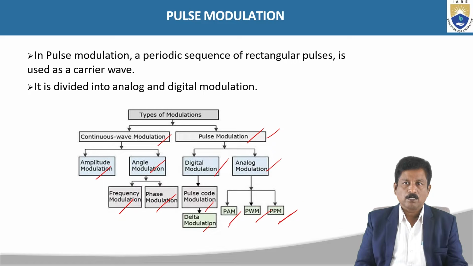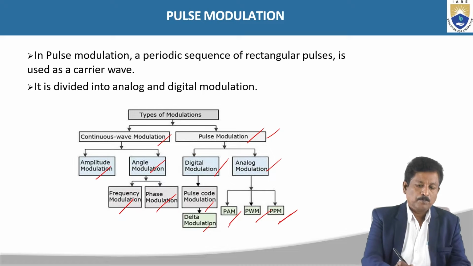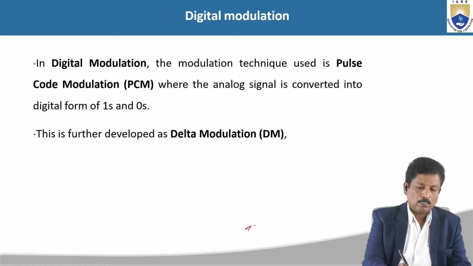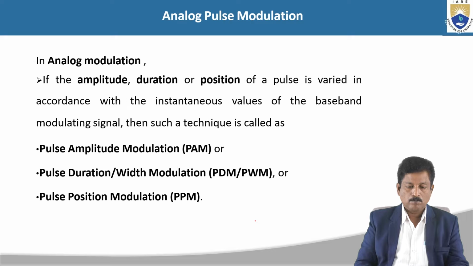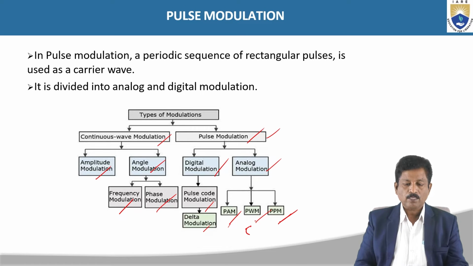So pulse width modulation is also known as PDM, pulse duration modulation. That is another name for the PWM, pulse width modulation, pulse duration modulation. It is also known as pulse time modulation. Then coming to the PPM, pulse position modulation.